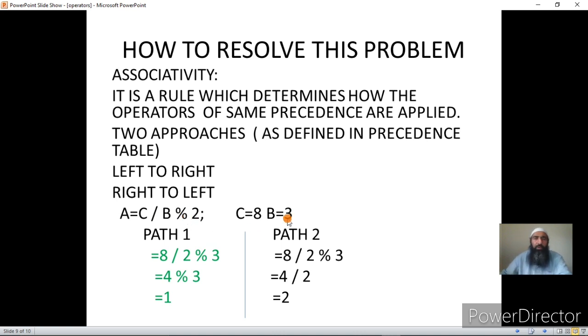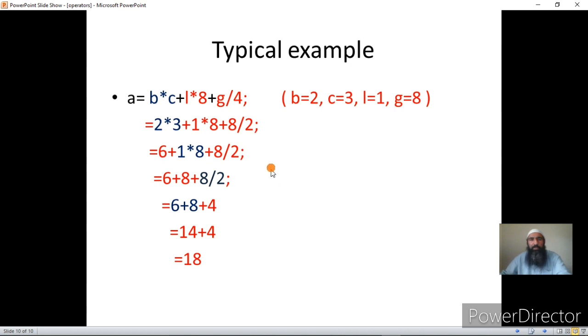Okay, let me give another example of a bigger expression, so that it becomes clear. In this expression I have variables B, C, L and G, and I have given the values. Now which operation will be done first? I have multiplication and division with the same precedence. Plus has a lower precedence, so I will be performing multiplication and division first. Since these three have the same precedence, I will be going from left to right. How do I know that? In the table, multiplication and division have the same precedence and their associativity is from left to right.